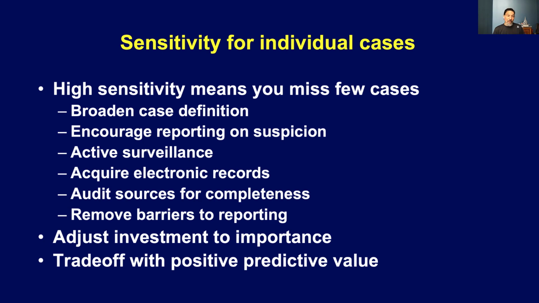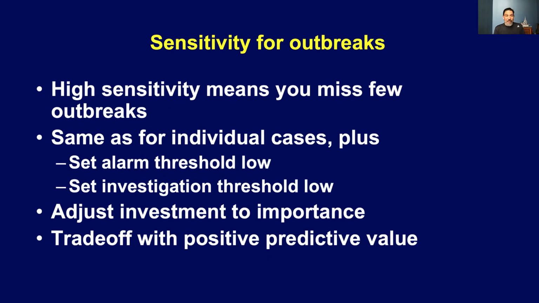But the important thing here is that, again, it should relate to the goals of your surveillance system. If detecting all cases or a very high proportion of cases is essential to the success of the surveillance system, then you do need to prioritize sensitivity. You can think of the sensitivity for the individual cases, and as we talked about with the hypothetical measles surveillance system, there was a goal that was also about detecting outbreaks rapidly of measles.